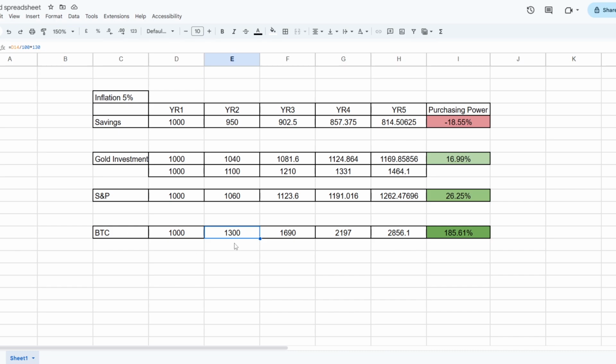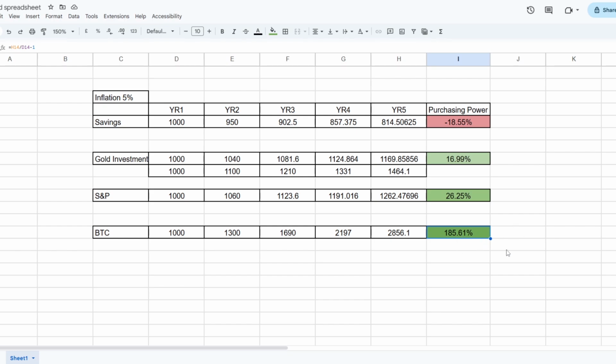And the same goes for Bitcoin as well. You have it at 130 just because it's a bit of a riskier asset. It can drop up and down, but on average, it's probably going to trend more towards 30% year on year. And you can extend the time frame, obviously, but you can see purchasing power is a lot higher, so 185% more purchasing power.